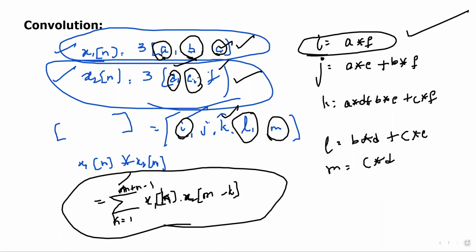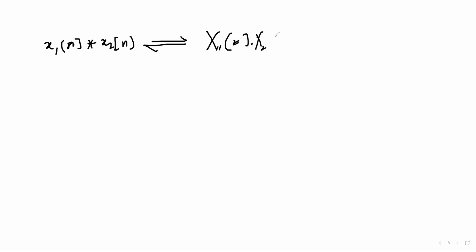Finally, if I am going to perform the convolution in the z domain, similar to Laplace transforms and Fourier transforms, it can be written as x1 of z multiplied with x2 of z. Instead of doing convolution, if I transfer them into the z transform and multiply, whatever result I get is equivalent to x1 of n convolved with x2 of n.